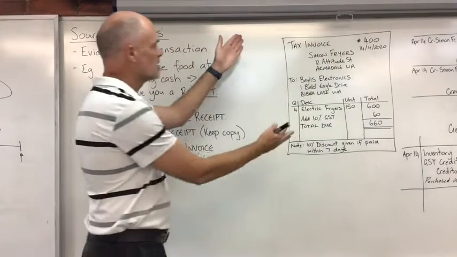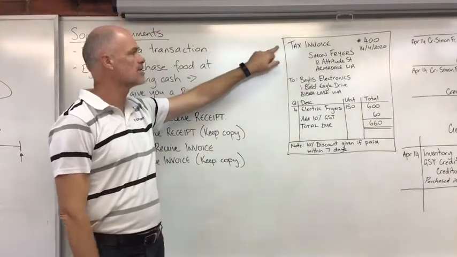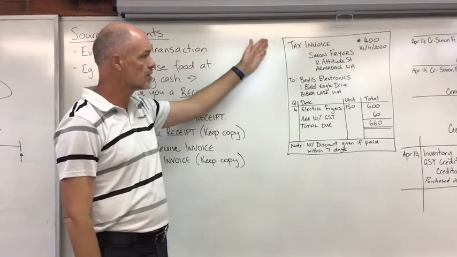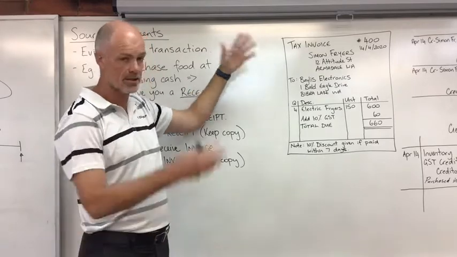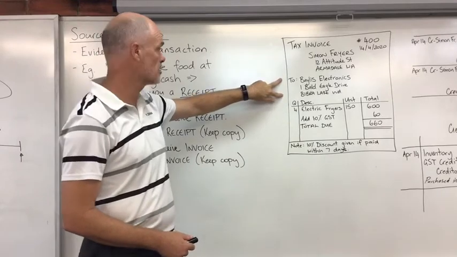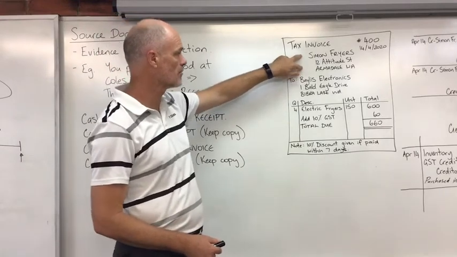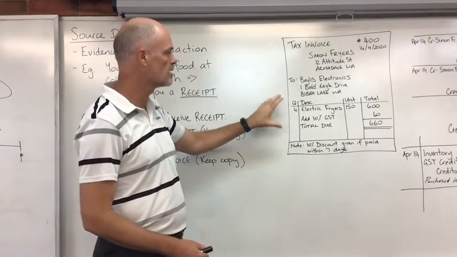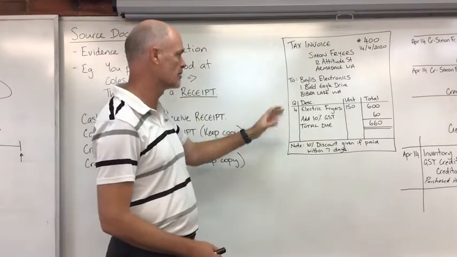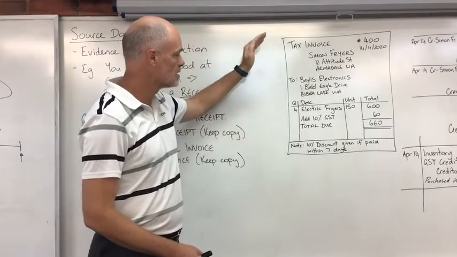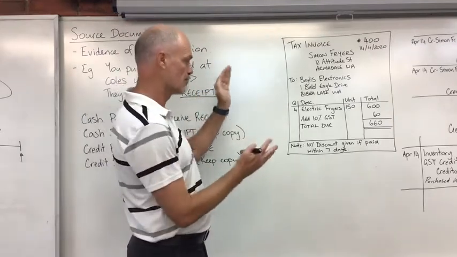So here we've got an example. As soon as I see tax invoice, I know that it's a credit transaction. We've either sold or purchased something. So in this case, we are Bayless Electronics. We've purchased from Simon Fryers, and we're purchasing inventory. So we're planning on selling this for a profit. So we've got a tax invoice, we're the customer, and therefore it's a credit purchase.